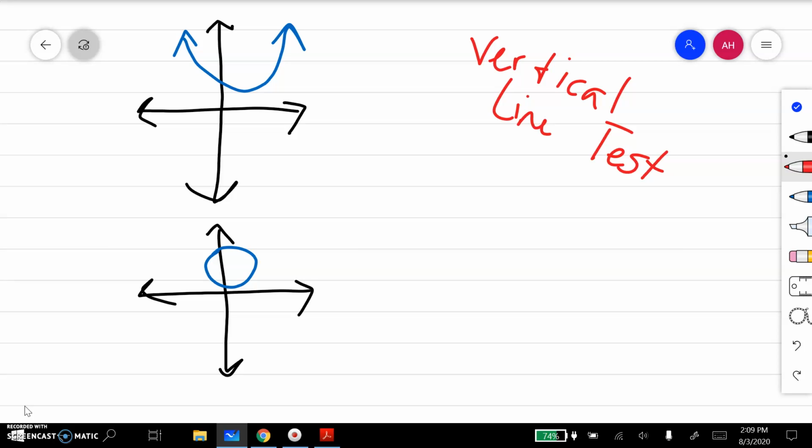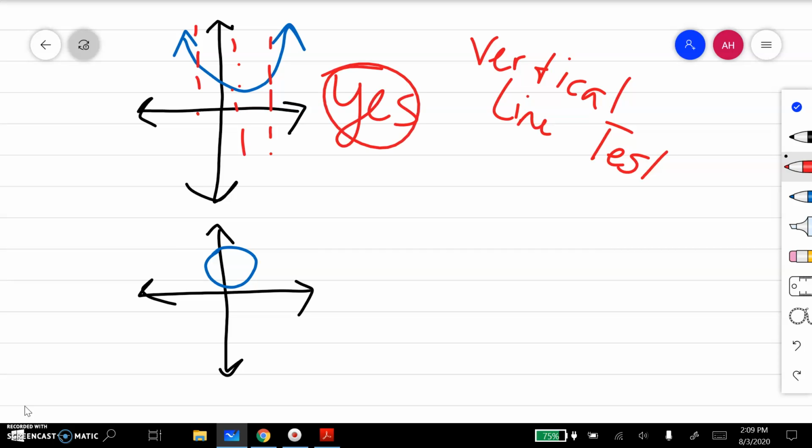So all we do is take a vertical line, that means up and down, and run it through your graph. My graph's in blue, and on this first one, let me take that off so we can talk about it again. If I run a vertical line, say here, it only touches that blue graph once. Same thing here, only the one time. Same thing here, only the one time. Anywhere you put that vertical line, it only touches the graph once. That means that yes, it is a function.